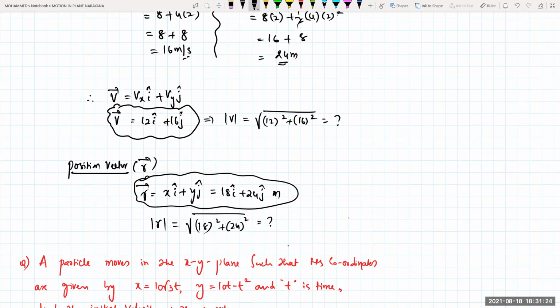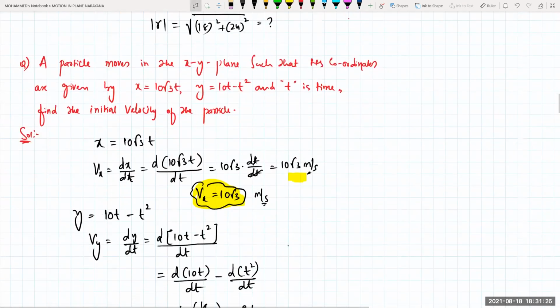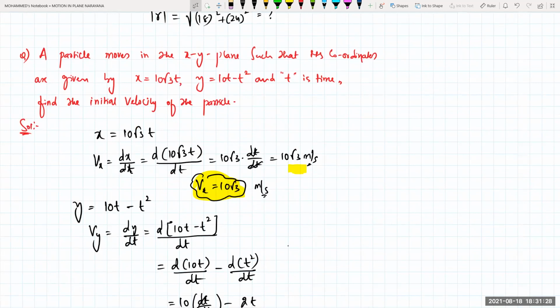So just for your understanding, this question is very important for NEET level. See the question. Try to understand the question. We'll see whether you are able to understand or not. First, try to read the question.